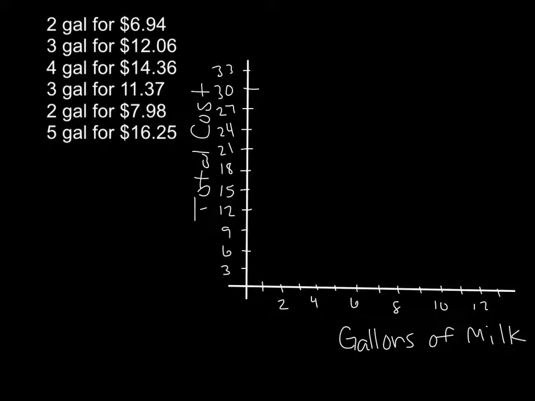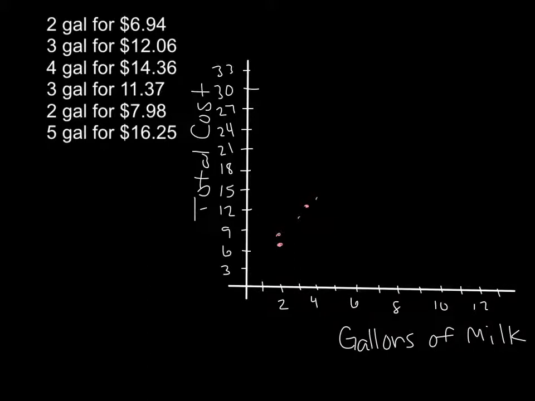So starting out, we've bought 2 gallons for $6.94. So 2 gallons on my graph cost $6.94. I'm going to put a dot about there to represent the first woman. 3 gallons for $12.06 is about there. 4 gallons for $14.36. 3 gallons for $11.37, and 2 gallons for $7.98, and 5 gallons for $16.25.